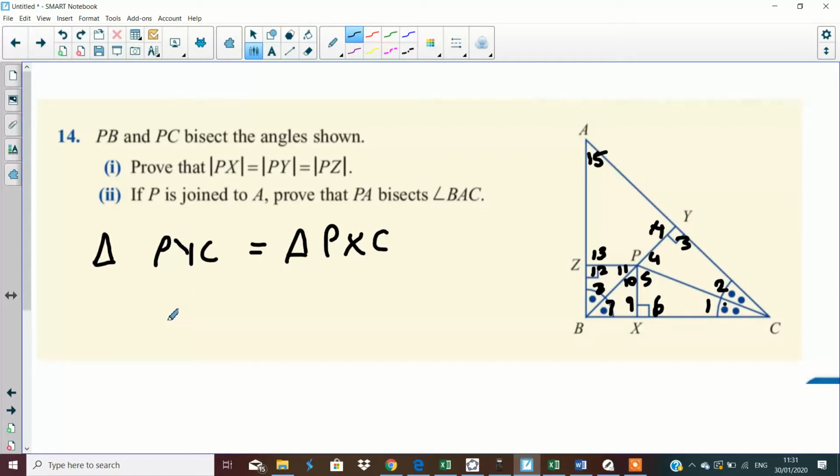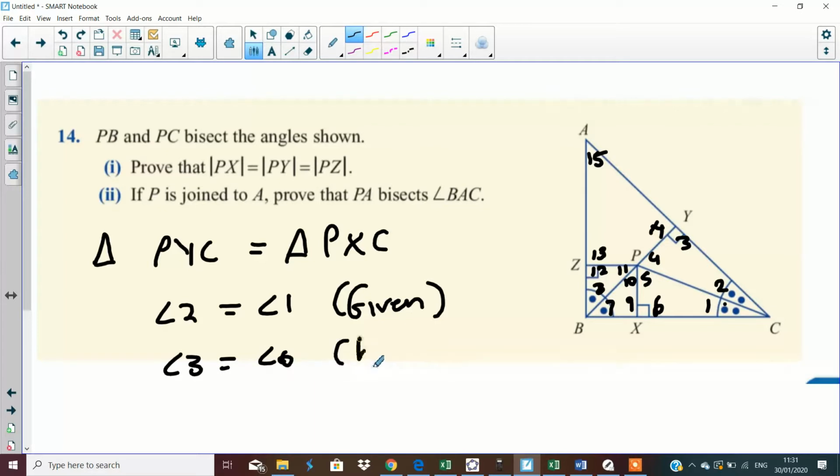Angle 1 equals angle 2. Why? It's given. It's a bisector, isn't it? What else can I say? I can say that angle 3 equals angle 6. Can I say that? Angle 3 equals angle 6, both 90 degrees.